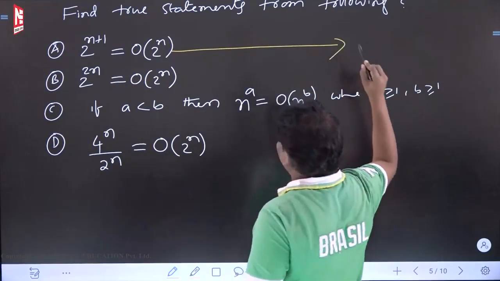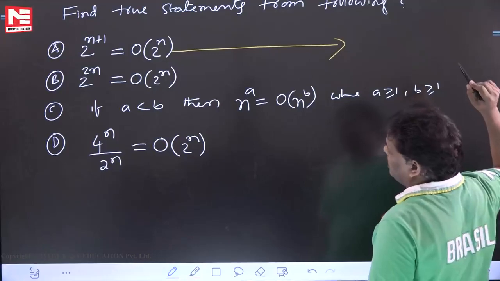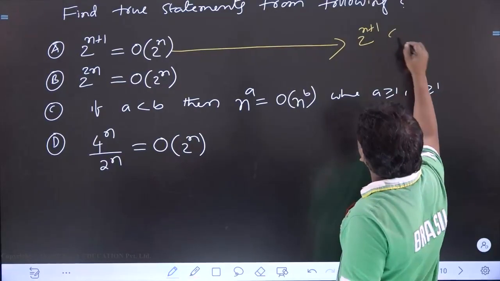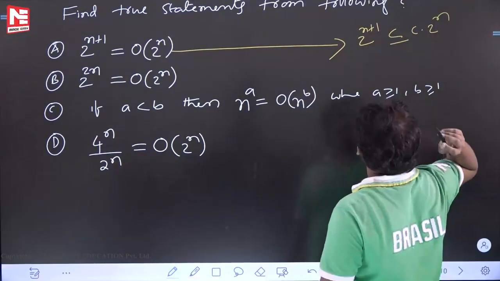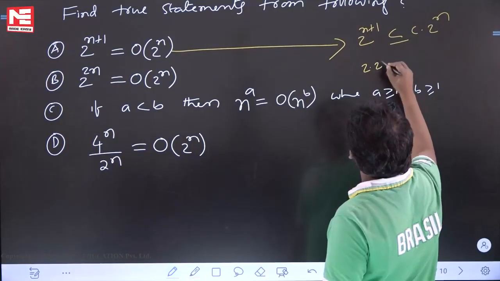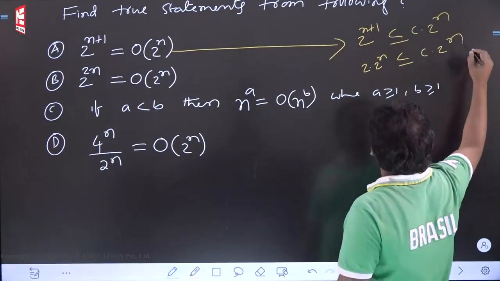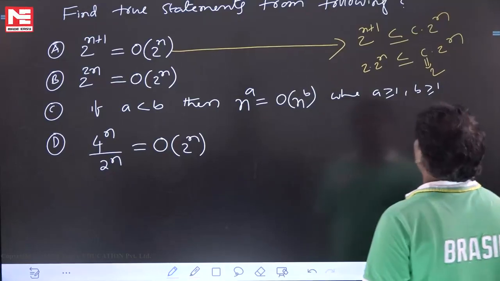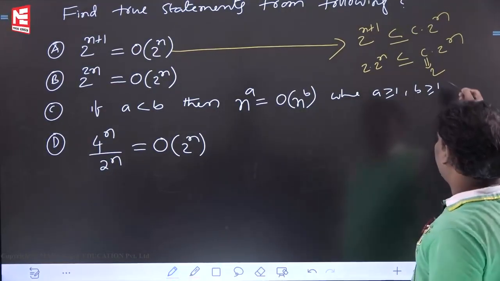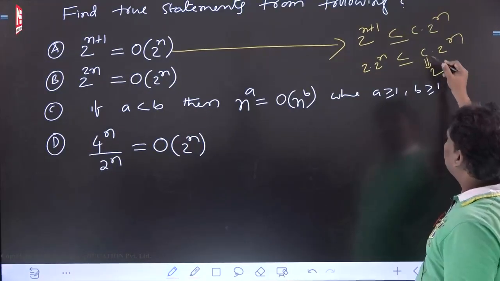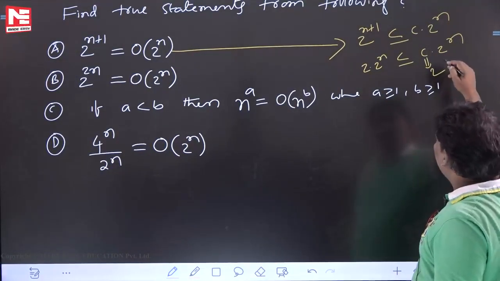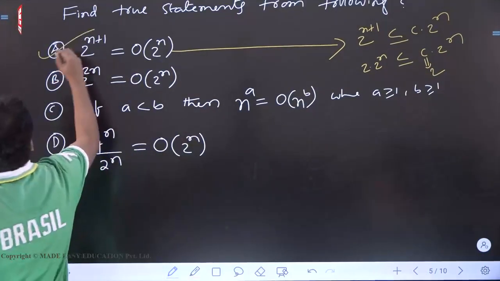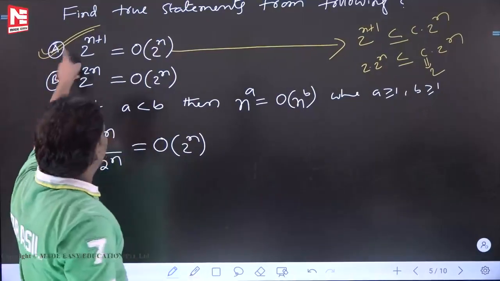Please see this. So 2 power n plus 1 is big O of 2 power n. Let me write. What is the meaning of this one? The meaning is 2 power n plus 1 less than or equal to some c into 2 power n, which is nothing but 2 into 2 power n is less than or equal to some c into 2 power n. What is the meaning of this one? Right side will be greater or equal. You can take c value 2. Yes, it's true. If you want, you can take 3 also. If you want, you can take 20 also. There exists a constant c, which is 2, so that right side will be greater or equal. Option A is true.